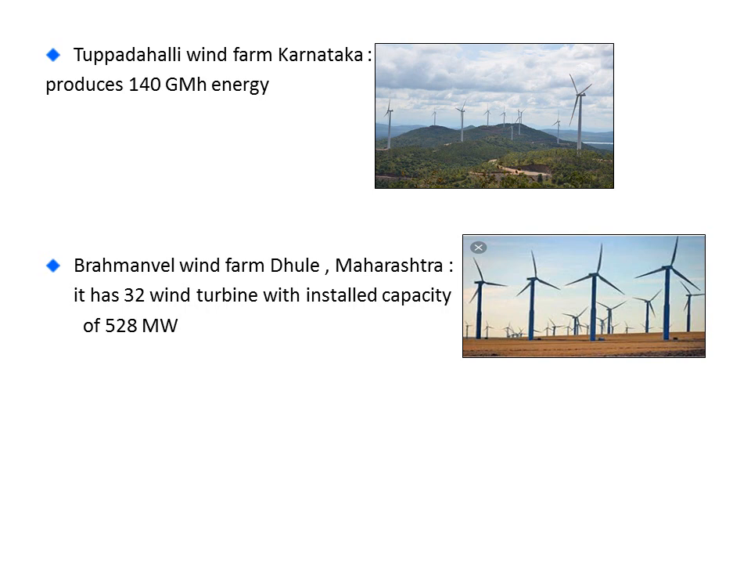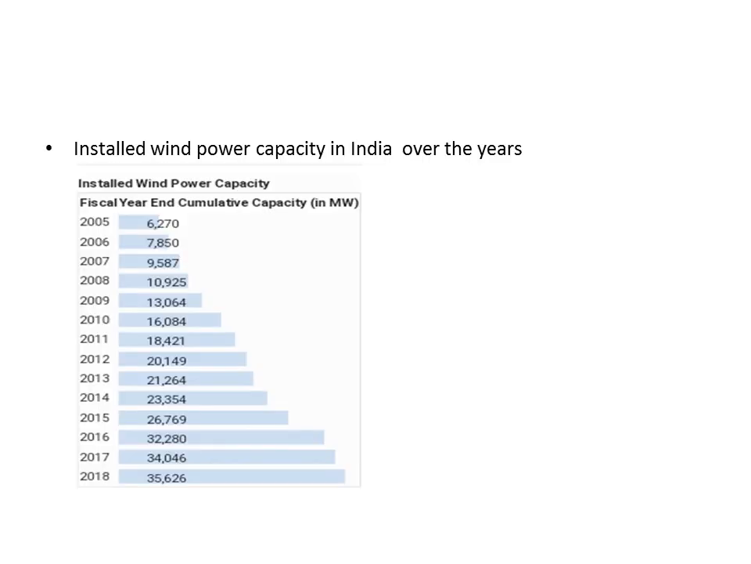The wind power project at Brahmanwel in Dhule district of Maharashtra has 32 wind turbines with an installed capacity of 528 megawatts. There are many more wind farms in the state of Maharashtra, such as the wind power facility in Sangli and Ratnagiri wind farm, etc. The graph shows installed wind power capacity in India over the years, and from the graph we can say that the installed wind power capacity in India is increasing over the years, meaning we use more renewable energy.